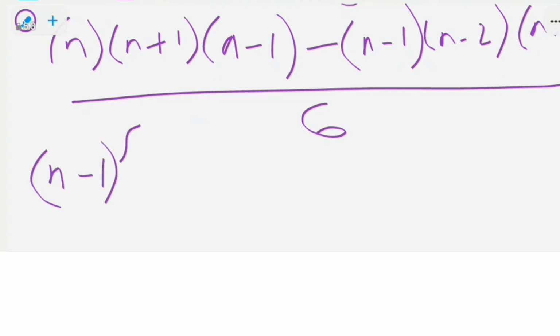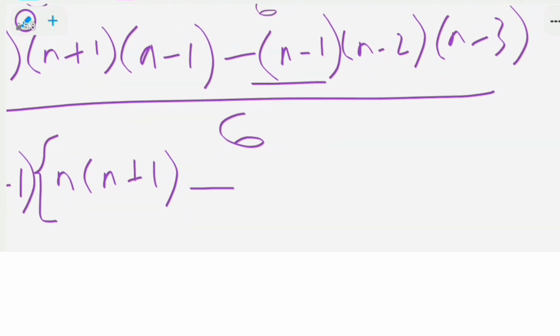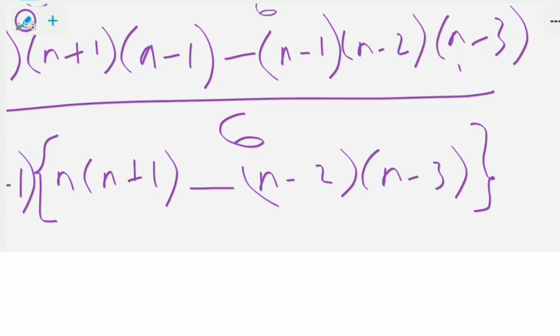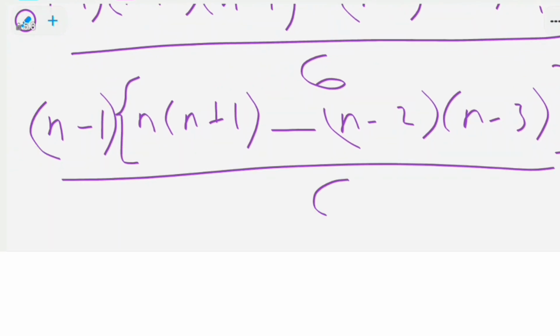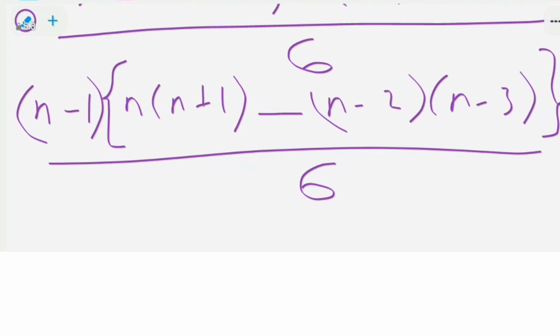If n minus 1 comes out, you're going to have only these 2 in this place. So you have n into n plus 1. Then minus, if n minus 1 leaves these guys here, it will remain these 2. That will be n minus 2, n minus 3. Don't forget that the bottom is still over 6. Then you just need to expand these guys inside, expand them, collect like terms and simplify it.